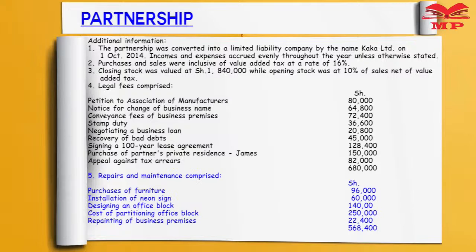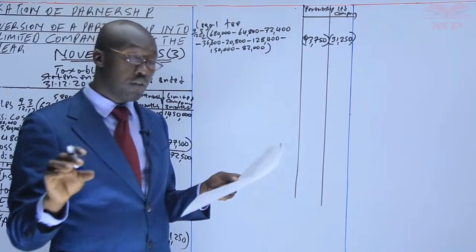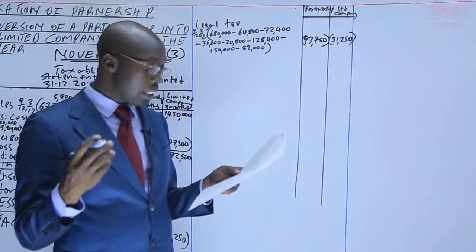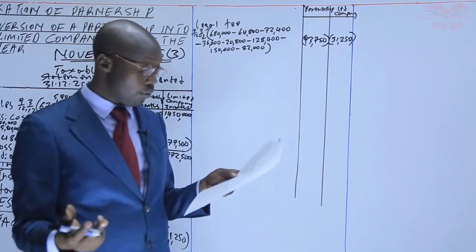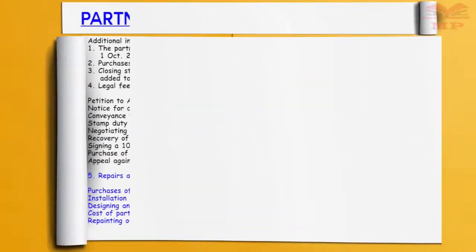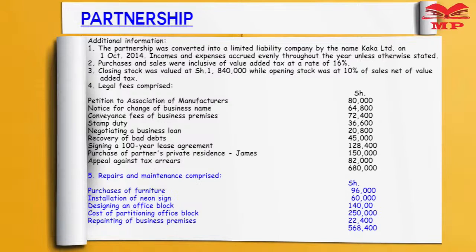However, there is a point number 5 about it. If there is something mentioning that item, go check so that you determine if there are some parts which are not allowed, you remove them. Like it includes purchase of furniture. That's a fixed asset. For fixed assets we claim capital allowance for furniture. Installation of neon sign, that's supposed to be capital allowance too. Designing of an office block, that's a fixed asset. That requires IBD, office block. Cost of partitioning office block, we allow 10%. Repainting of the business premise, that is now the allowable.